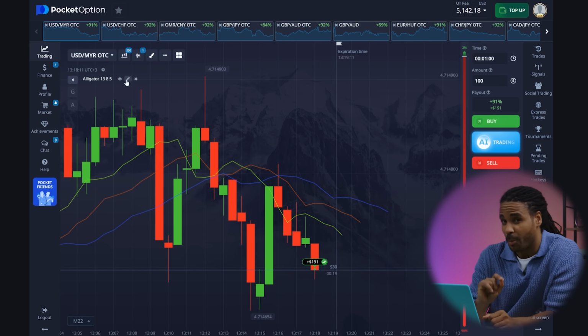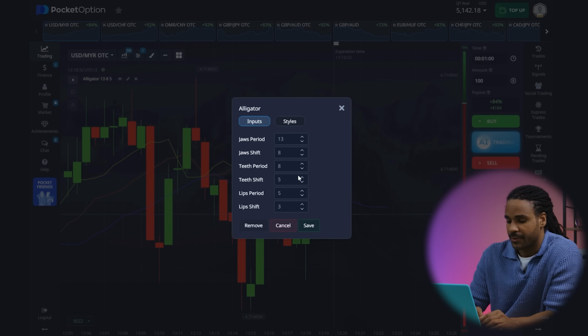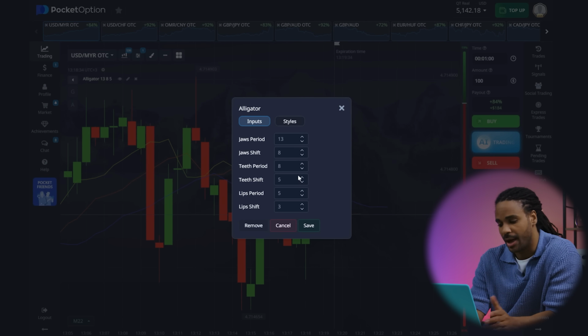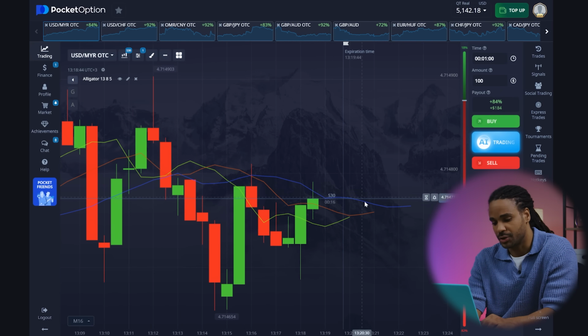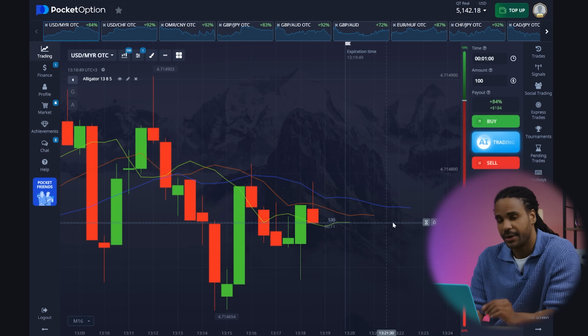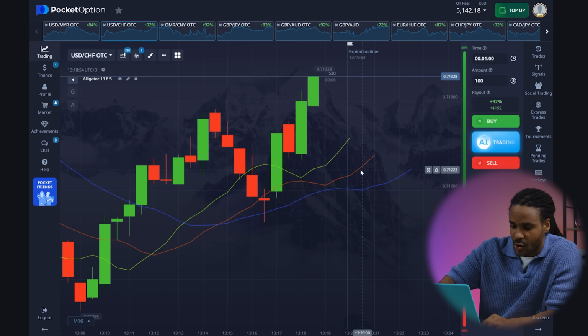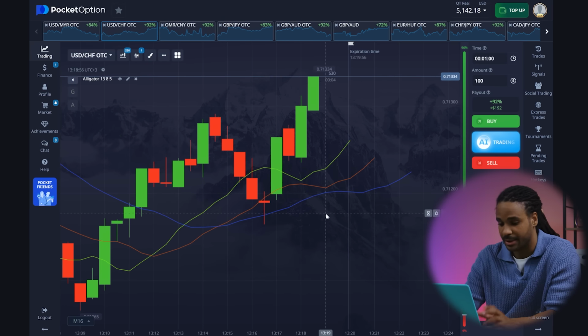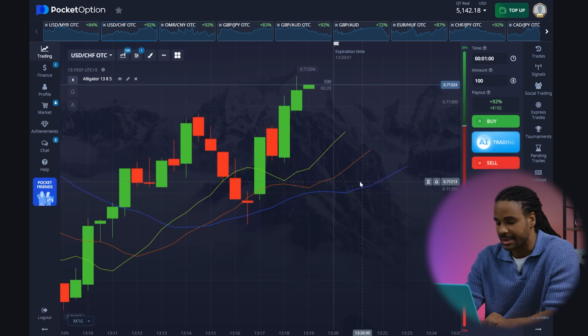Now let's open the settings to dissect what they consist of. The jaw, being the longest line, helps identify future trends in a calm market without news impacts or peak volatility. The recommendation when using this alligator is very simple. If the lines are pointing downward and the blue line dominates from above, this indicates a downward trend, and we look to open sell trades.